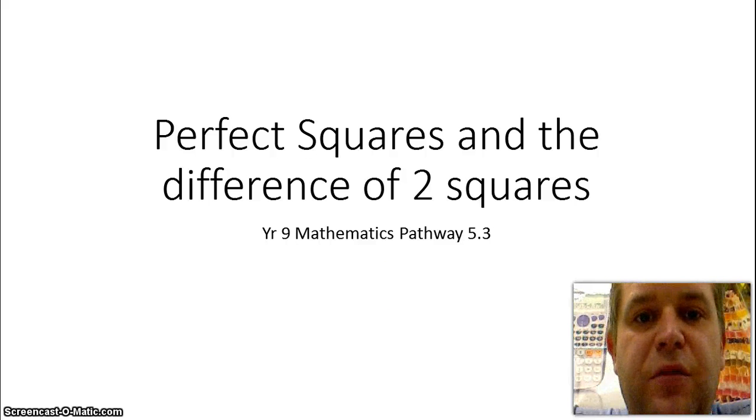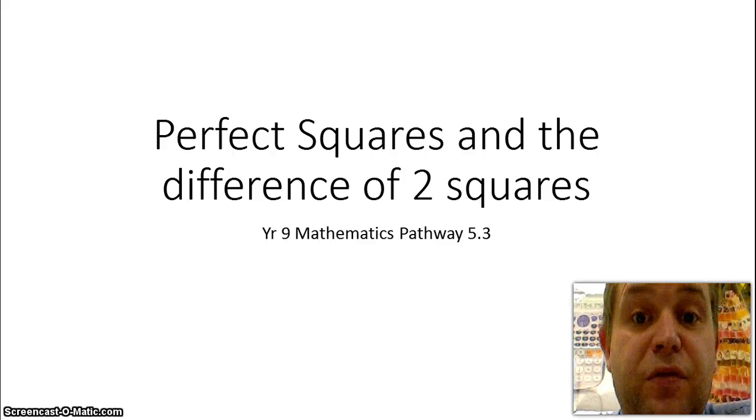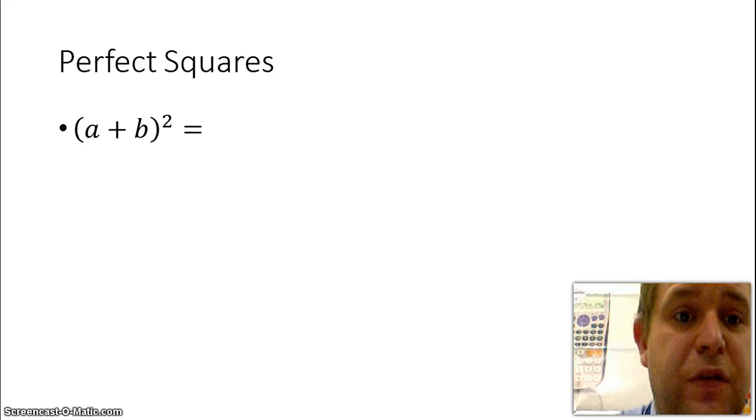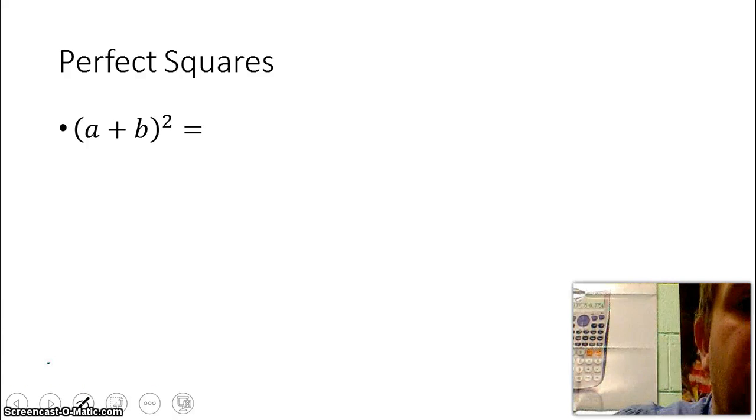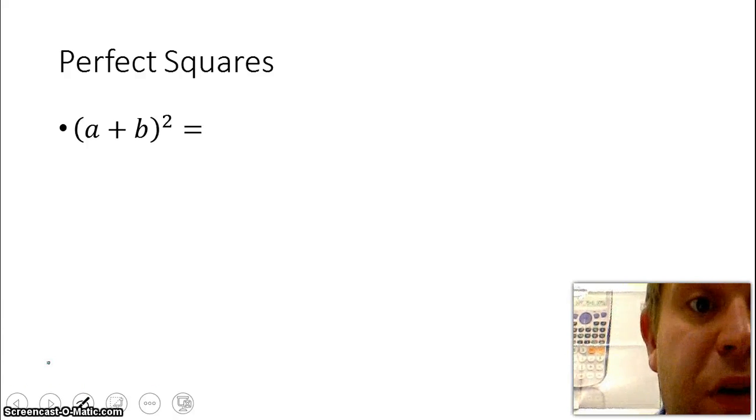So today we're looking at perfect squares and the difference of two squares. This is an advanced topic for 5.3 content. Looking at perfect squares, we're looking at binomials that are exactly the same.